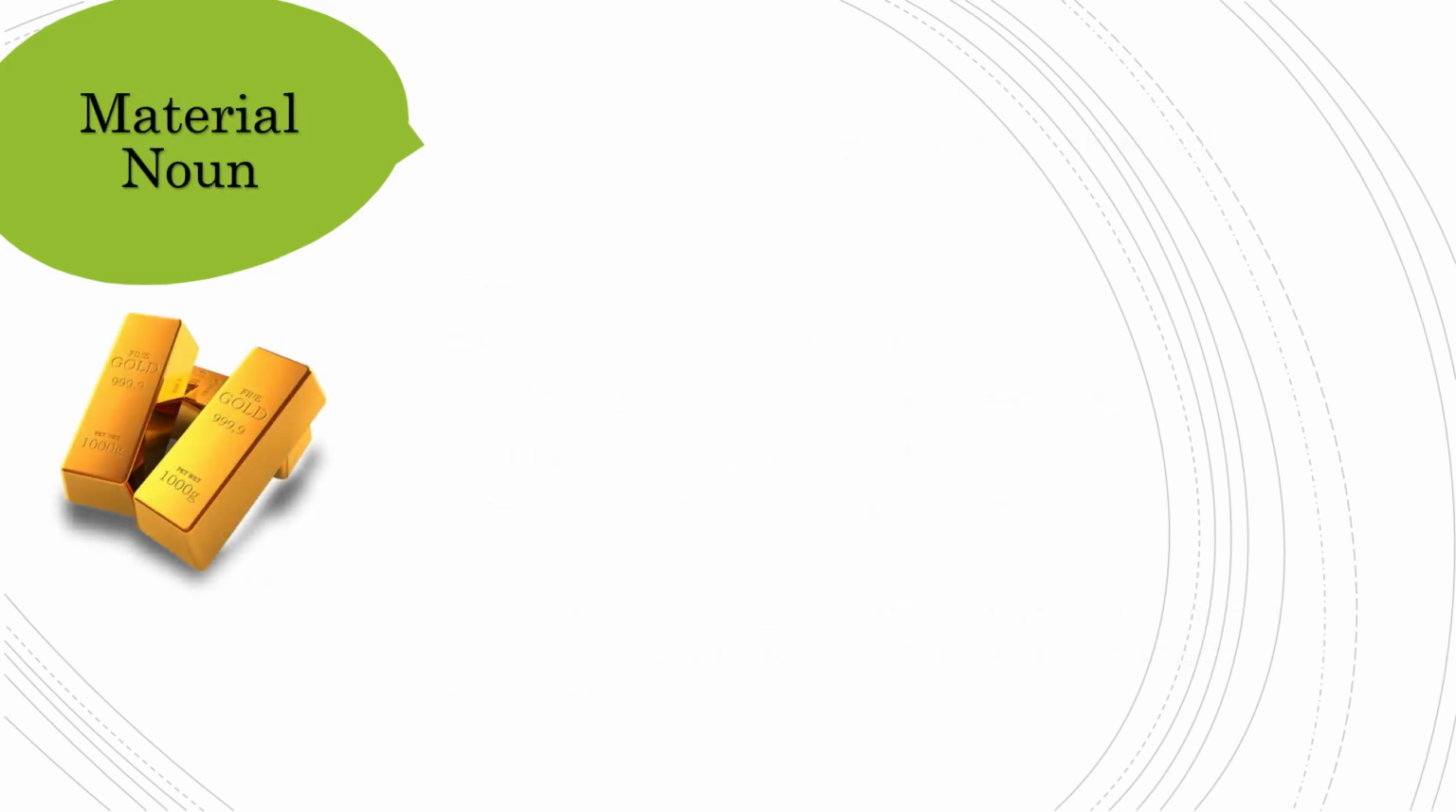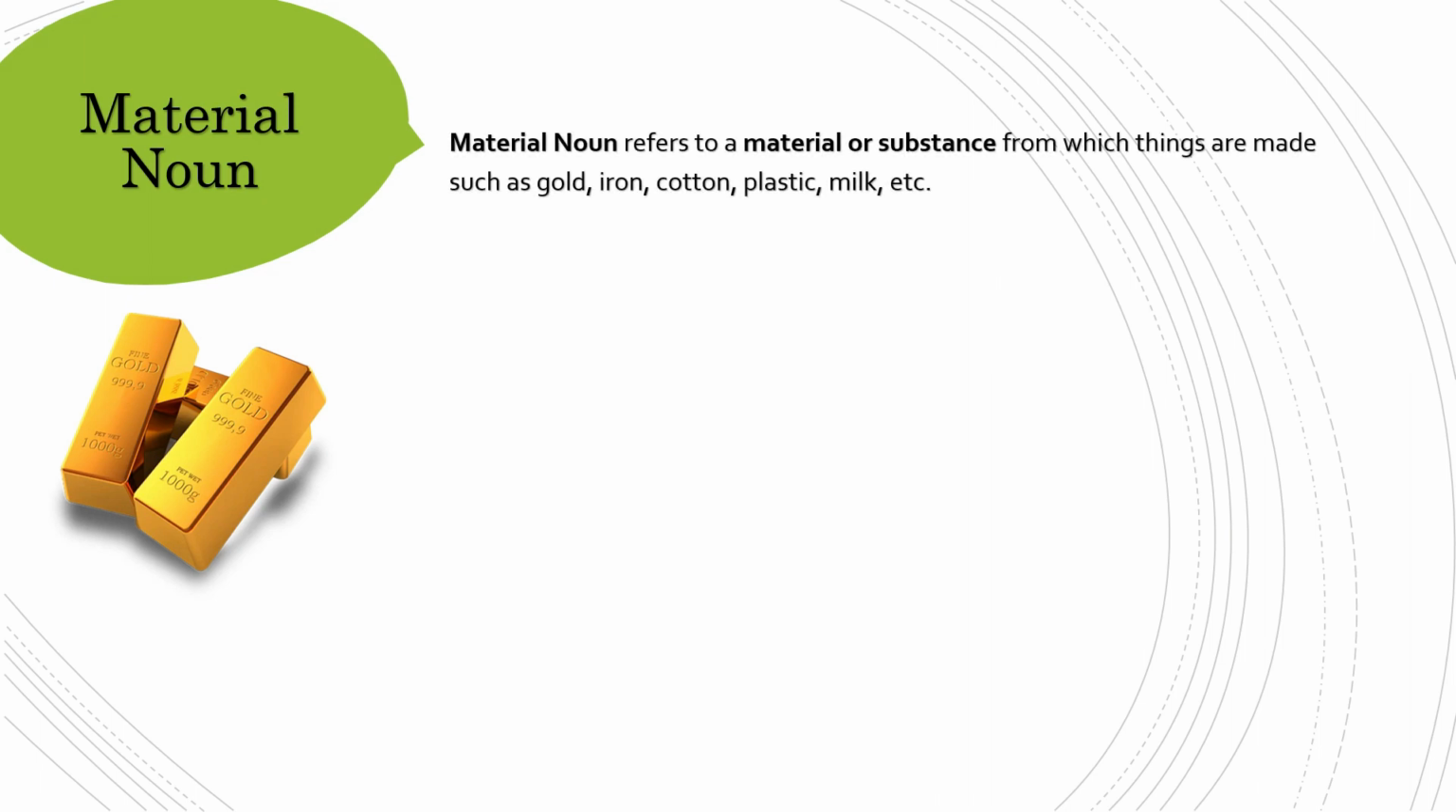Material noun. Material noun refers to a material or substance from which things are made, such as gold, iron, cotton, plastic, milk, etc. For example, he wears a golden bracelet in his hand.